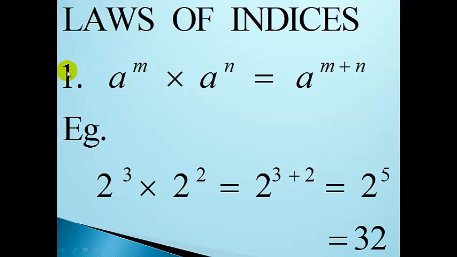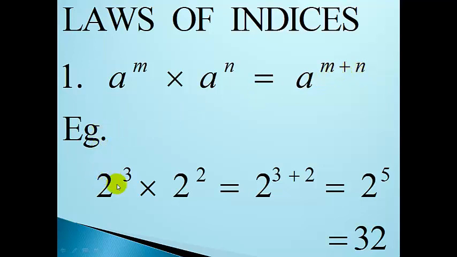Law number 1. A raised to the power m times a raised to the power n is equal to a raised to the power m plus n. That is when you have numbers or variables of the same base multiplying, you keep one of the bases constant and add the exponents together. And so a raised to the power m times a raised to the power n is equal to a raised to the power m plus n.